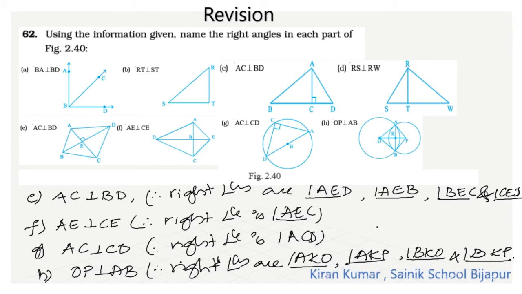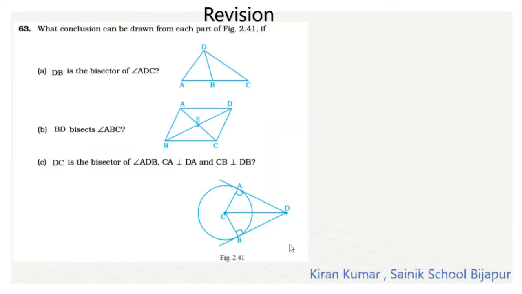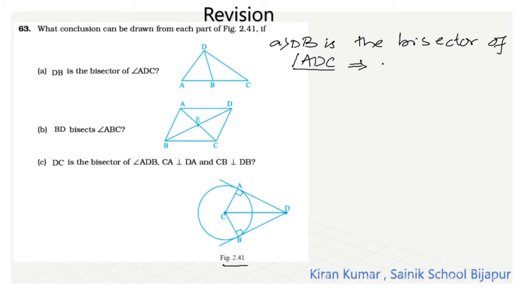Let's solve the next question. In the next question, question number 63, what conclusion can you draw from the figure? Here they have given BD is a bisector of angle ADC, which means BD will divide the angle ADC into two equal parts. We need to mention the equal parts. So BD is the bisector of angle ADC. This implies that angle ADB will be equal to angle CDB.